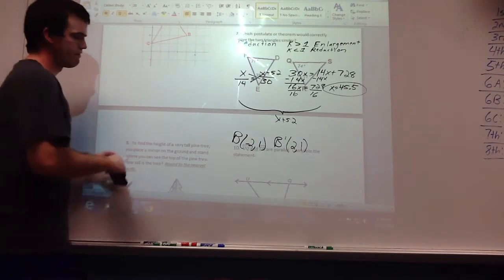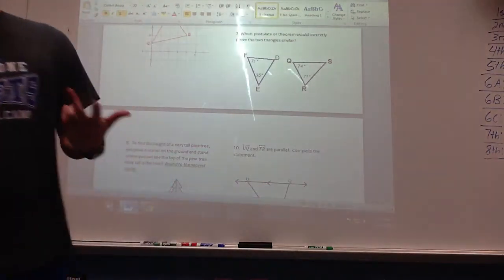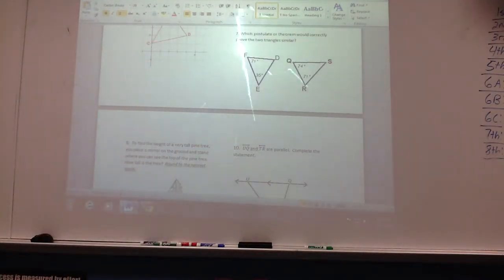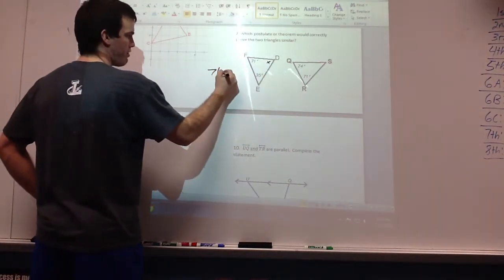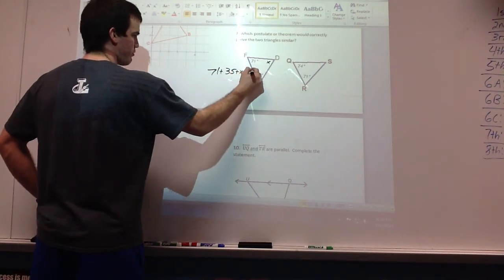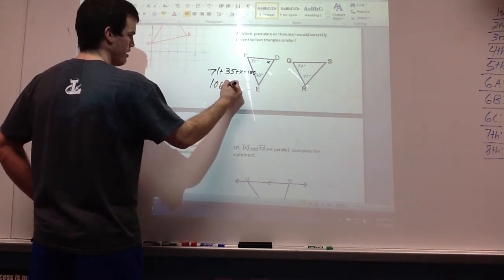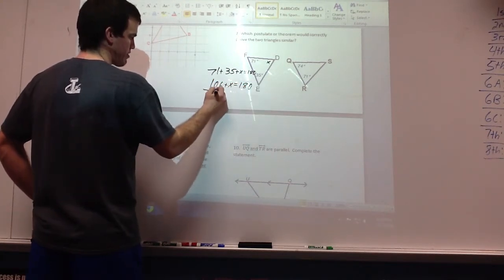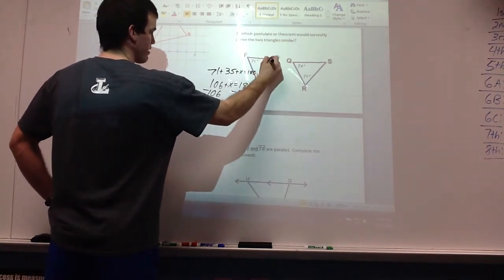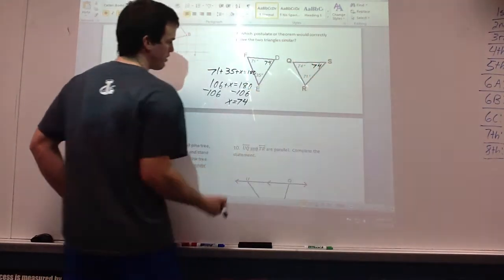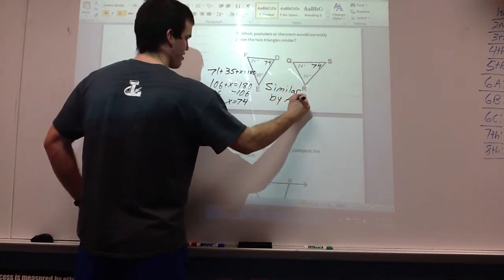On to problem 7. On problem 7, it wants to know which postulate or theorem lets me know that these triangles are similar. First I need to find this missing angle, which we'll call x. So 71 plus 35 plus x equals 180. Combine like terms, 71 and 35 will give me 106. Plus x equals 180, subtract 106. So x equals 74. Now that this angle is 74, we also know this angle is 74, so how are they similar? Similar by angle, angle.